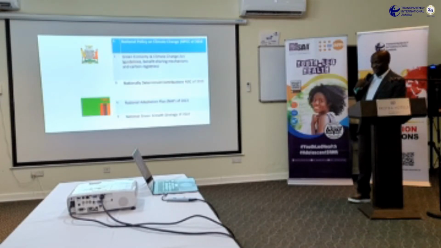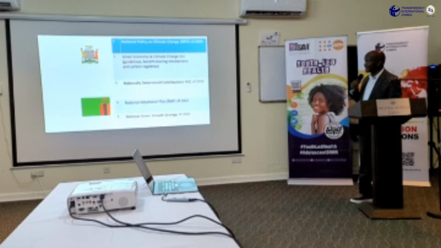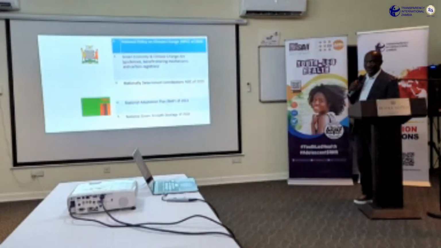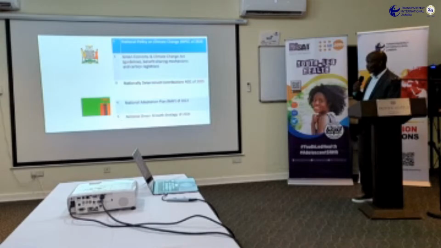Then the act that was recently passed, the Green Economy and Climate Change Act, talks about the guidelines including benefit sharing mechanisms and a carbon registry. Then the Nationally Determined Contribution, which we prepare every 5 years. We are just preparing the third version this year, and we are very close to submission. The National Adaptation Plan of 2023 is our roadmap for future resilience, and we conclude with the National Green Growth Strategy of 2024.